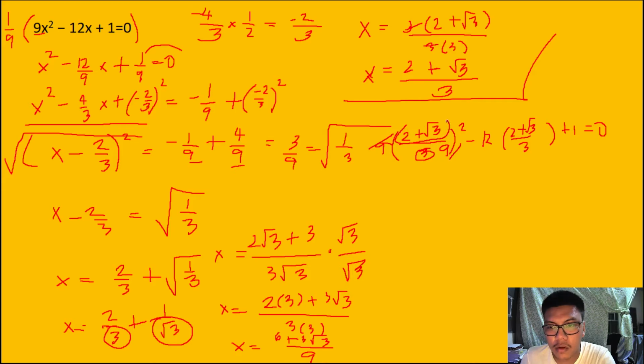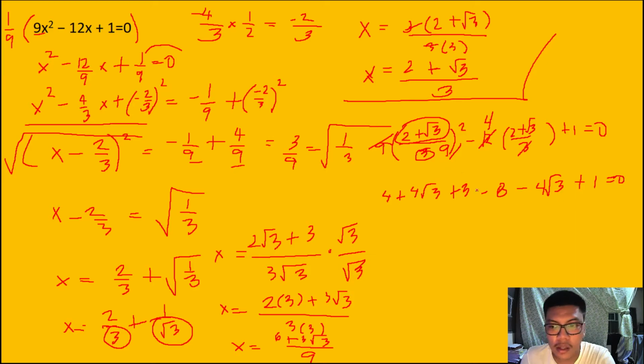So square natin tong term na to. So 4 plus 4 square root of 3 plus 3 minus, so ito 12, 4. So magiging 4. Ito magiging 4 na lang, ano? So 4 times 2, that is 8. So we have negative 8. 4 times square root of 3, that is negative 4 square root of 3 plus 1 is equal to 0.